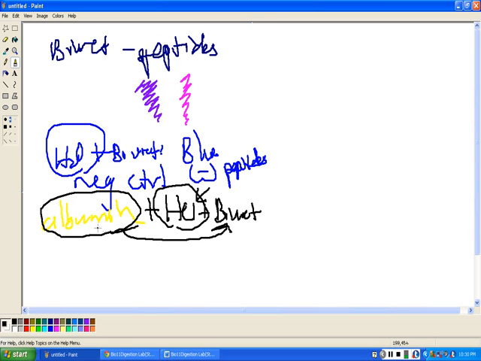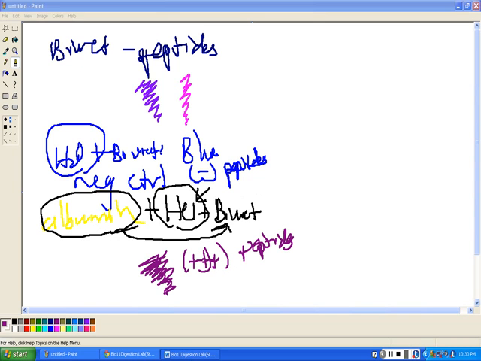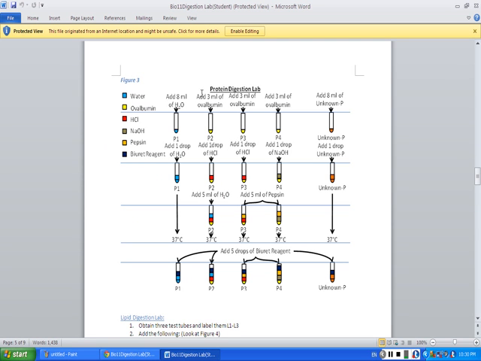Anyway, albumin does react with biuret. So it's going to give us a very purplish color, since albumin is a huge protein. So that's going to be a big positive for peptides, since there are multiple peptides in a polypeptide chain, which is a protein, or which could be a protein.